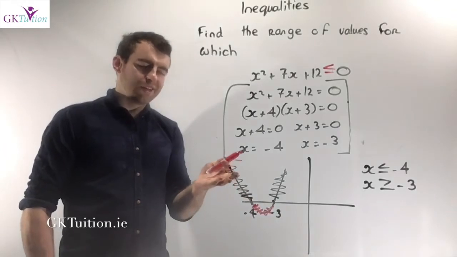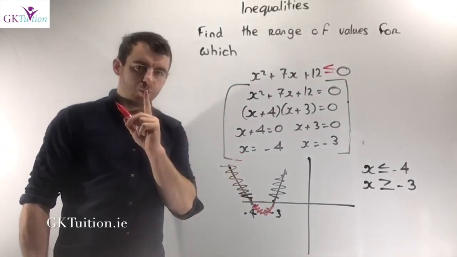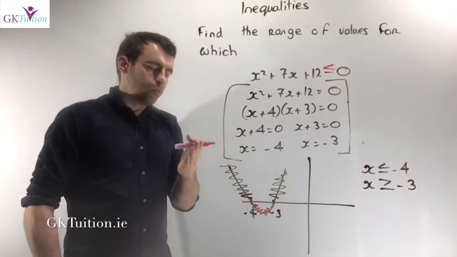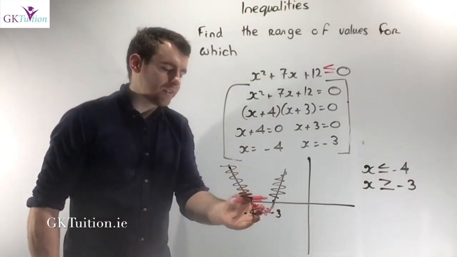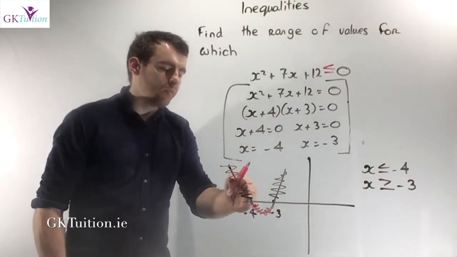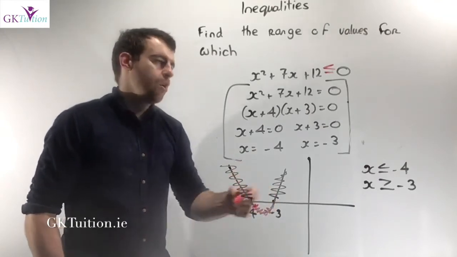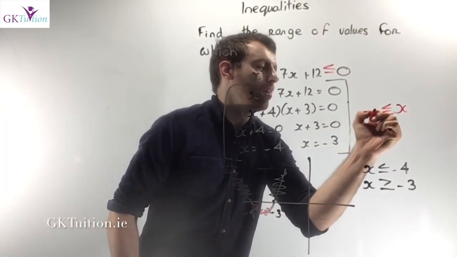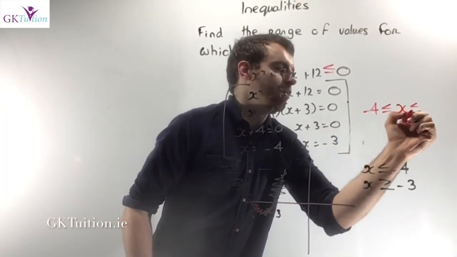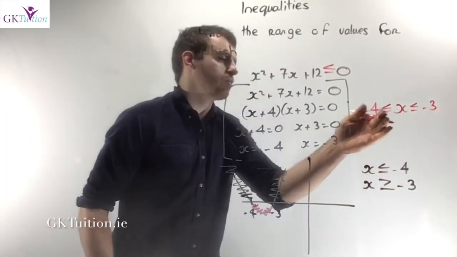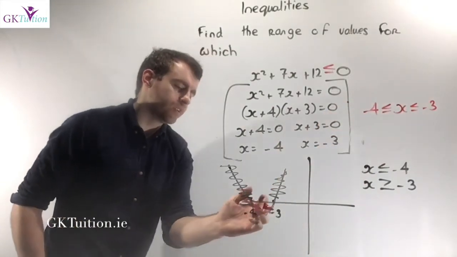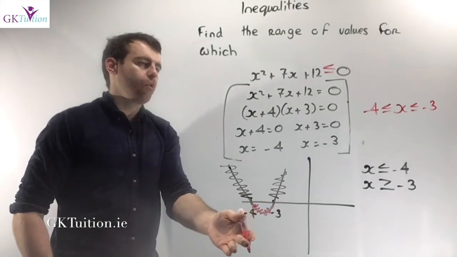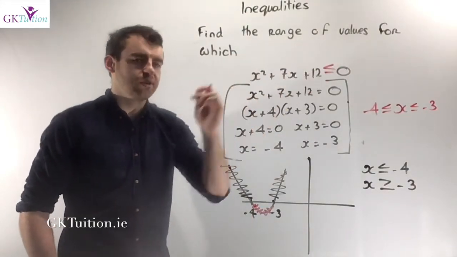I want you to notice that in this case, that's only one region, which means we would only give one answer. The quadratic is below the x-axis when the x values are between minus 4 and minus 3. Or in other words, when the x value is greater than or equal to minus 4 and less than or equal to minus 3. If it's greater than minus 4 and less than minus 3, it's somewhere in the middle and the quadratic is below the x-axis, or in other words, the quadratic is less than or equal to 0.